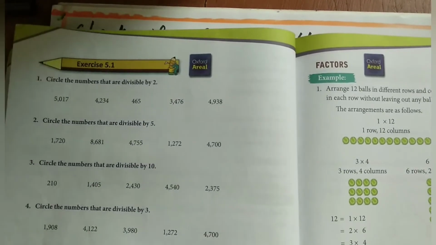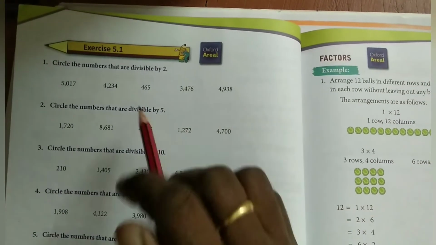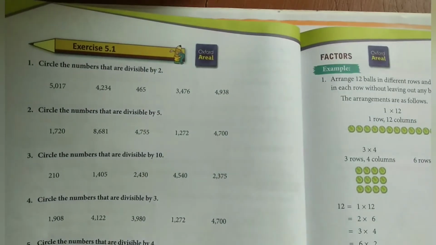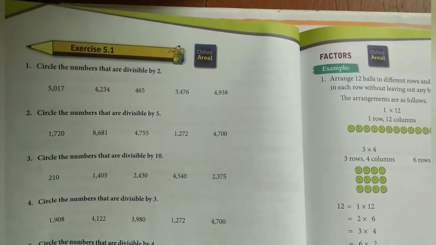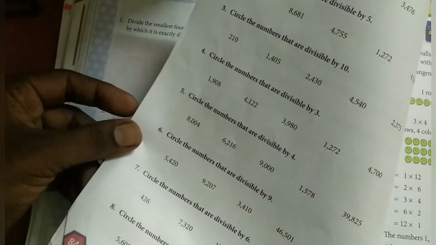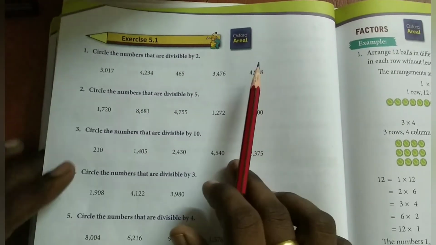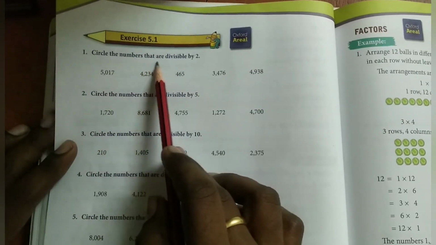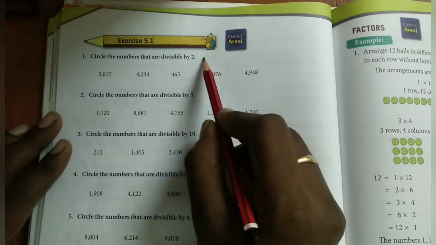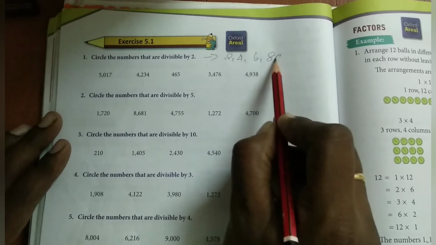Okay guys, let's move on to our exercise 5.1. Here we circle the numbers according to the divisibility, so let us do it together. Take your textbook, page number 84, exercise 5.1. Let us see the very first question. Circle the numbers that are divisible by 2. What is the condition for 2? If the number is divisible by 2, the last digit should be 2, 4, 6, 8 or 0.